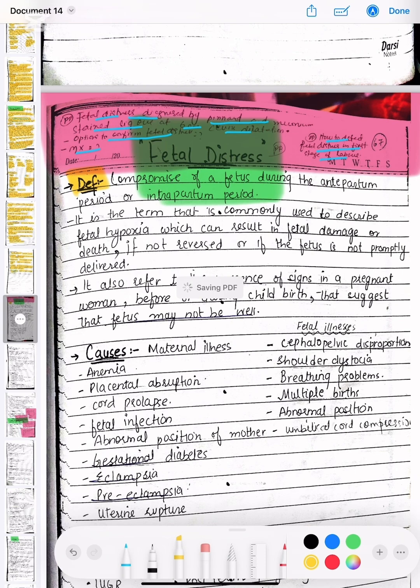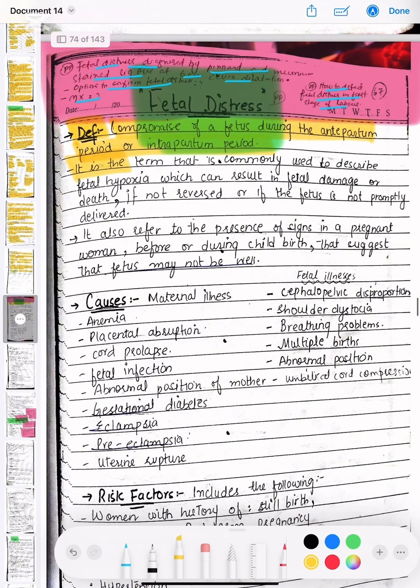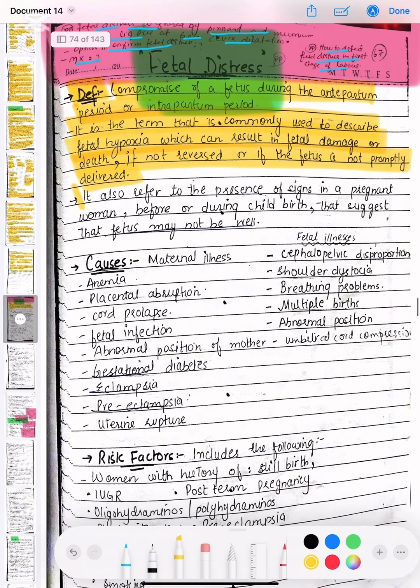It also refers to the presence of signs in a pregnant woman before or during childbirth that suggest that the fetus may not be well. Okay, so we have discussed the definition of fetal distress, that it is the compromise of the fetus during the antepartum period or intrapartum period. Then it is a term that is commonly used to describe fetal hypoxia, which can result in fetal damage or death if not reversed or if the fetus is not promptly delivered.